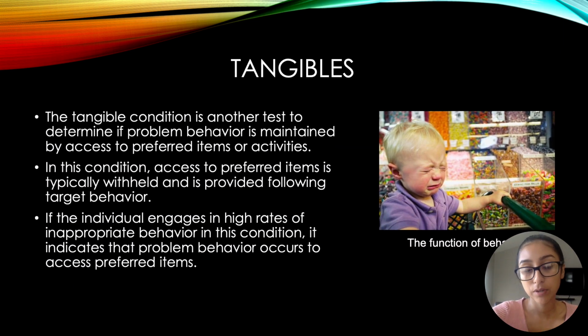In the tangible condition, it is used to determine if the behavior is maintained by access to preferred items or activities. So, in this condition, access to preferred items such as toys or candies is typically withheld and is provided following the target behavior. If the individual engages in high rates of inappropriate behaviors in this condition, it indicates that problem behaviors occur to access preferred items.